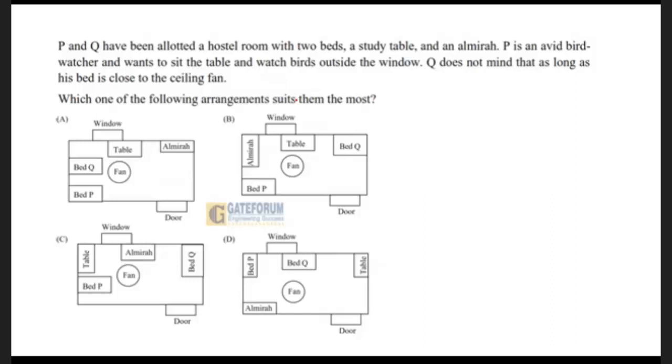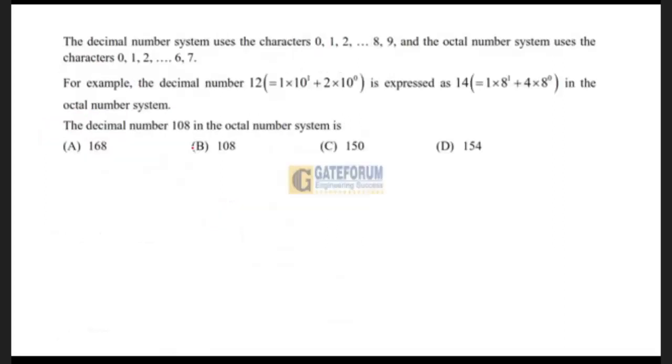Next, P must sit on the table and watch birds, right? So the table must be just before the window. But if you look at option D, if P sits at the table, there is no window from where he can watch birds. But in option A, P can sit at the table and watch birds from the window. So the arrangements that suit them the most can be fulfilled when option number A, I mean the arrangement is option number A, hostel room arrangement. And this is easy. Next.